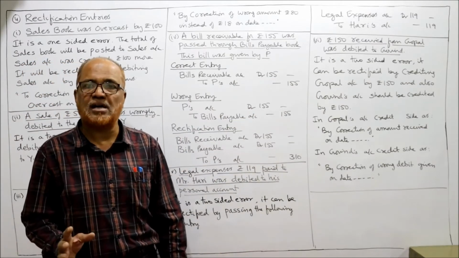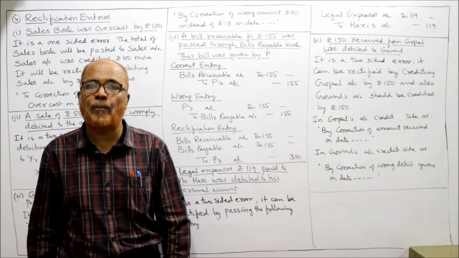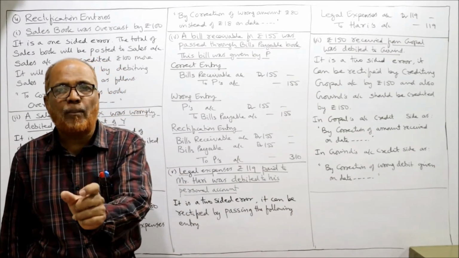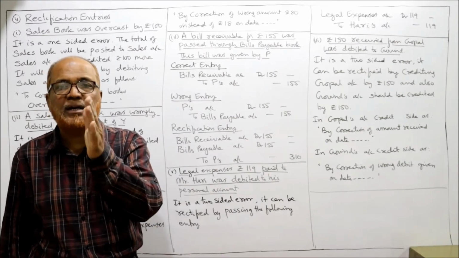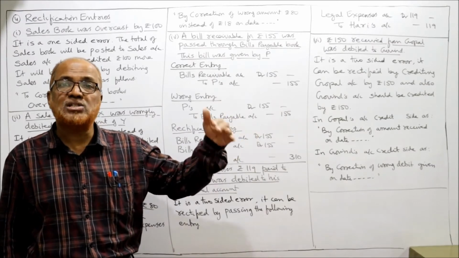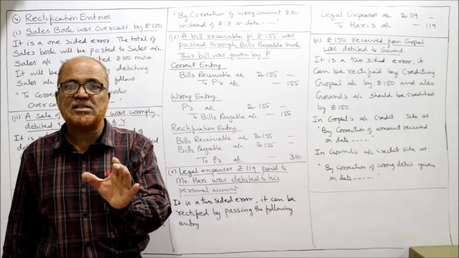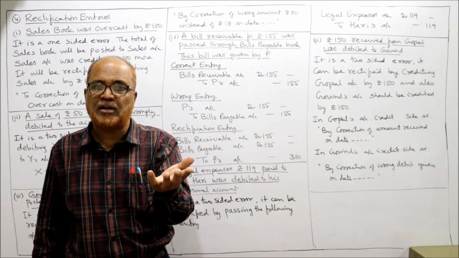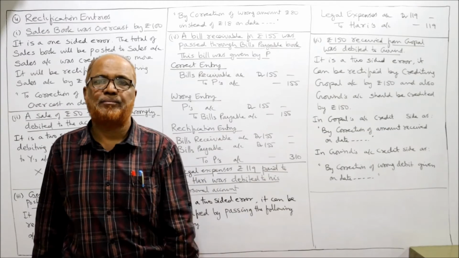Now here the mistakes are 2. Now see carefully. Rupees 150 received from Gopal. The correct entry is cash account debit to Gopal account. Gopal account should have been credited, but it is not credited. Instead of that, Govind account was debited. So 2 mistakes. The first mistake, Gopal account should have been credited, but it is not credited. Second mistake, Govind account was debited unnecessarily.